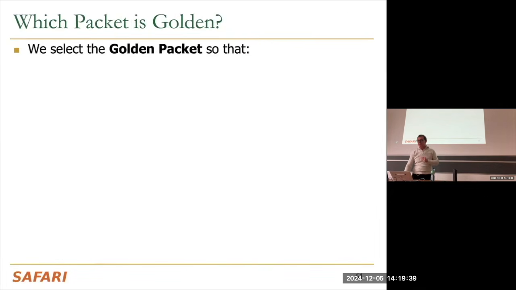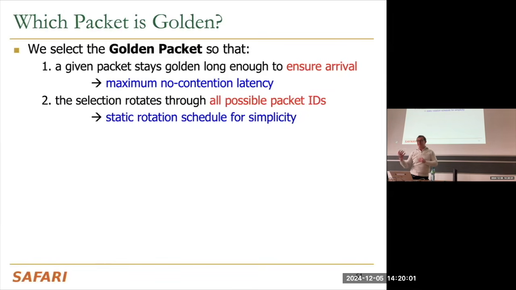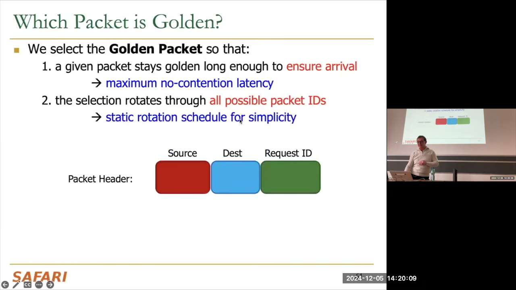Okay, so which packet is golden? We select the golden packet so that a given packet stays golden long enough to ensure arrival, meaning the maximum no-contention latency, because it will definitely be prioritized by every single router in the network. You need to ensure enough time for a flit to stay golden so that it reaches its destination. And then the selection rotates through all possible packet IDs, or you can think of it as flit IDs. Essentially, we have a static rotation schedule for simplicity. Let's take a look at that.